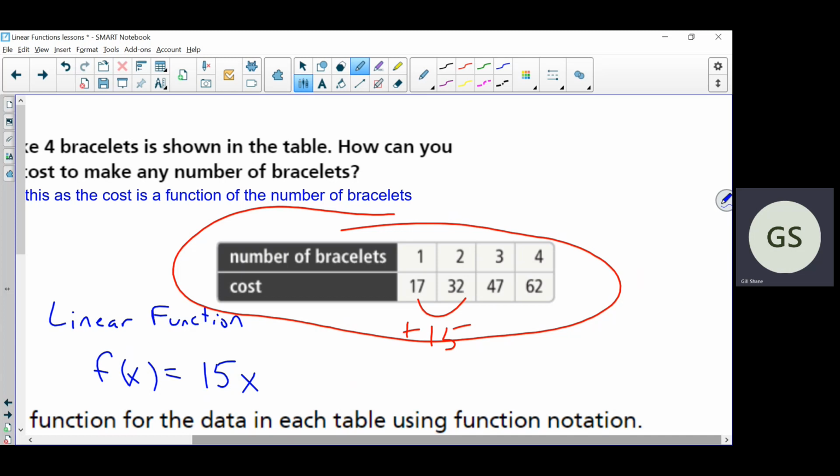So if you remember, the linear function is y equals mx plus b. We got to figure out what the y-intercept is. It's a very specific spot in the table.